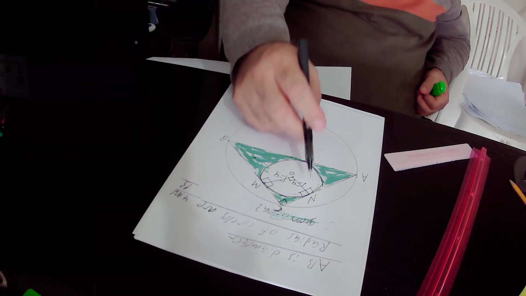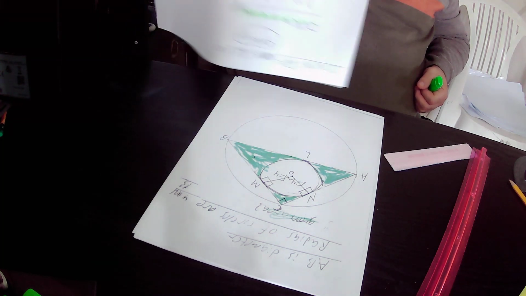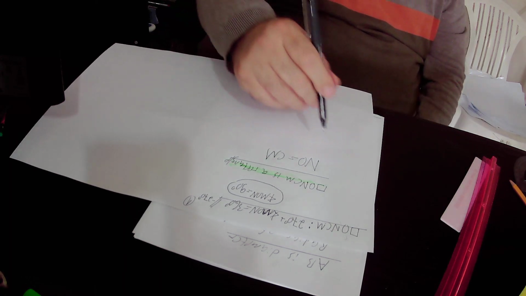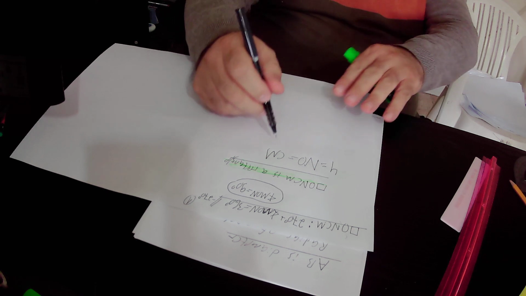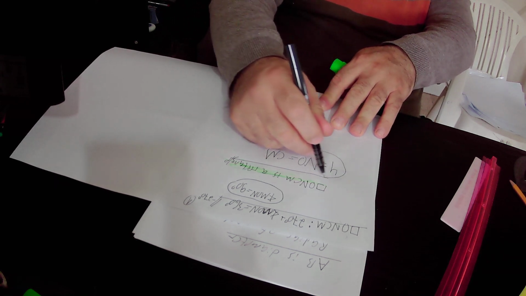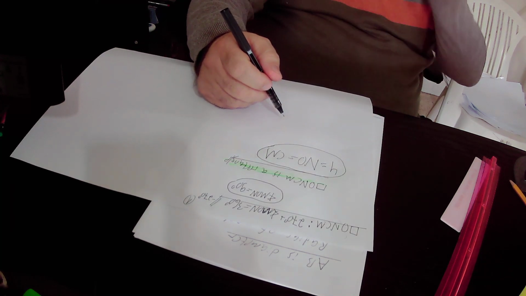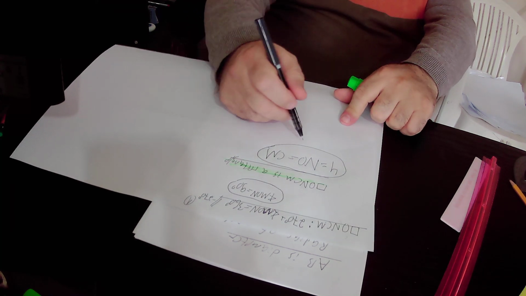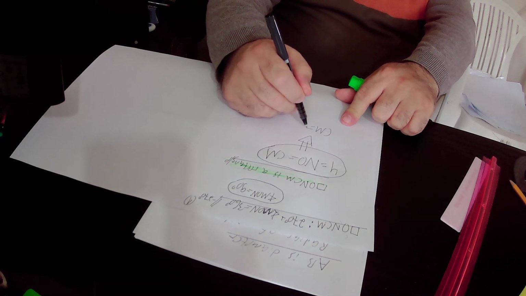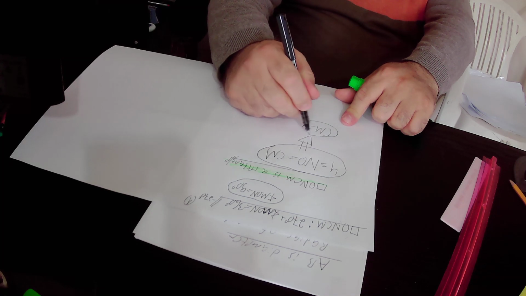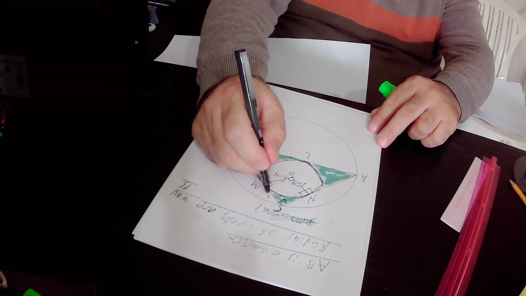But we have already found out that NO equals 4 units. This is the radius of the small circle. So I can write here that NO equals 4 units. And from this equation, 4 equals NO equals CM, we will derive that CM is also equal to 4 units. So I can write here that CM equals 4 units.